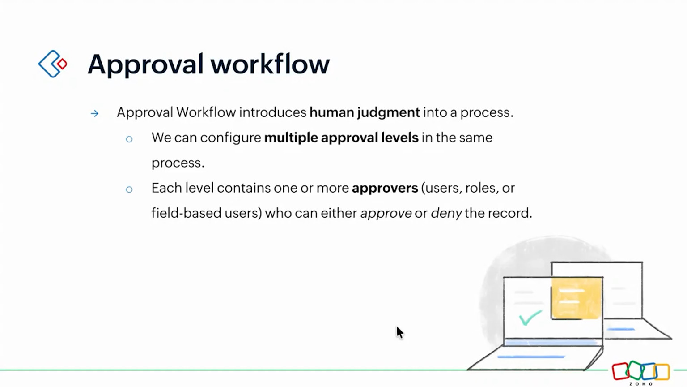It can be a user, or it can be any role like a manager, a CEO, or an HR, or it can be any field-based user who can either approve or deny the record that has been sent for this approval process. Once the approval or rejection is done, you can define the action to be executed depending upon the status of that particular leave request. So this is one of the features that plays a major role in this decision-centric business process.